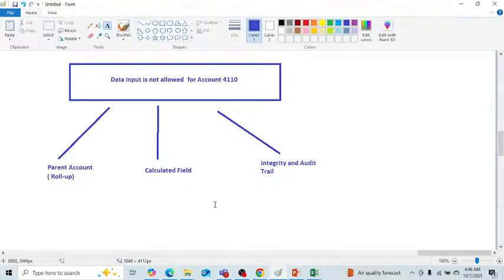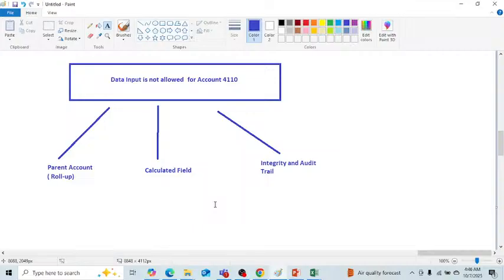So allowing direct input would break the audit trail and financial integrity. If someone manually adds $10,000 to 4110, an auditor cannot trace where that money came from. The balance must always be traceable to individual transactions in the sub-accounts. So in simple words, you don't manually enter the total on a calculator. The calculator automatically gives you the total after you enter the individual numbers. That is, account 4110 is the total.